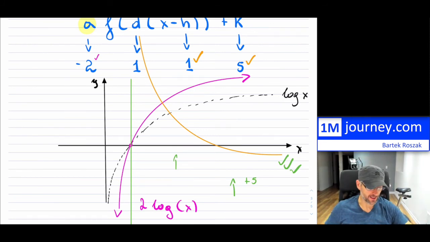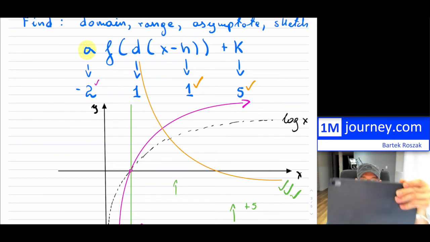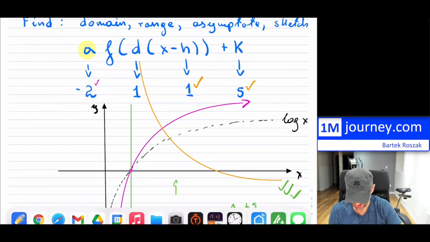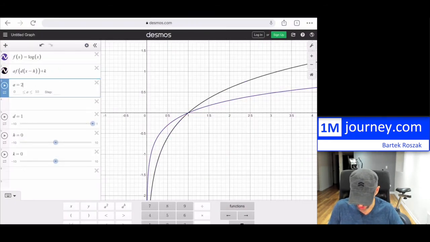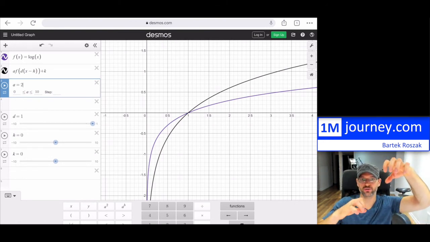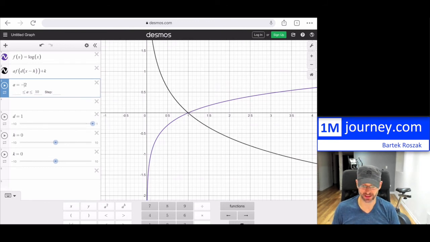So let's see it. We're going to input these values, -2, 1, 1, and 5, and let's see if we're able to see something like this. First let's put here a is equal to 2. Notice the stretch, so that's kind of how it looked in the beginning. There was no d, so d was just equal to 1. Next we made it negative, so it should flip it, and it did. It nicely flips it over.